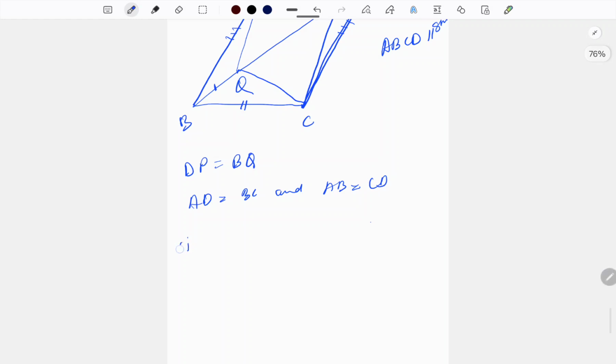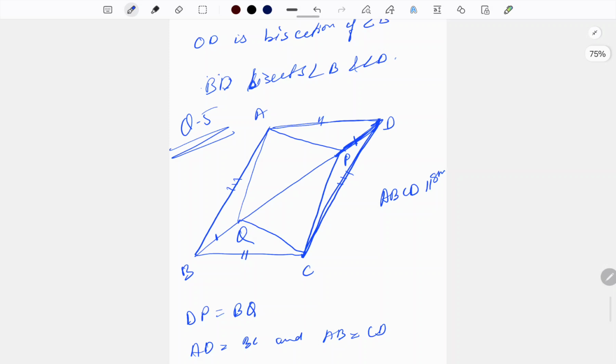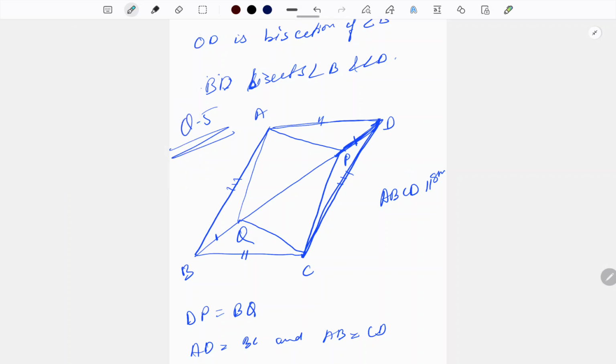Now we have to prove, first part is asking prove triangle APD is congruent to triangle CQB. APD means we have to take this triangle APD and CQB. To take this triangle which I am highlighting, and we have to prove that these both are congruent.